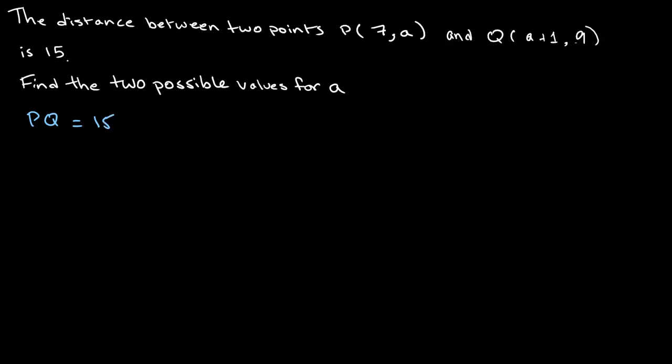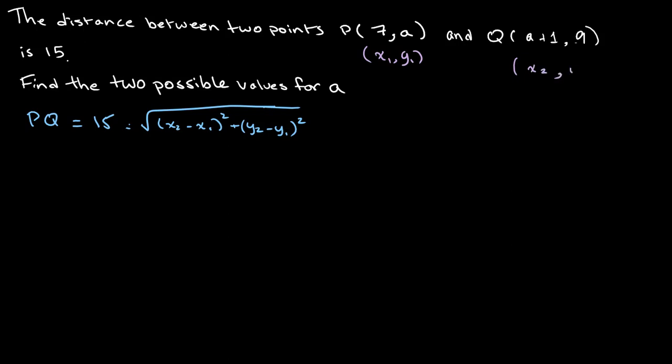And we already know the equation for the distance of a line, or the length of a line. That's the square root of (x2 minus x1) squared plus (y2 minus y1) squared. And all we really need to do now is just plug in our values into our equation. So P can be x1 and y1, and Q can be x2 and y2. Now we just need to plug this into our equation and then solve it algebraically in order to get the values of a.